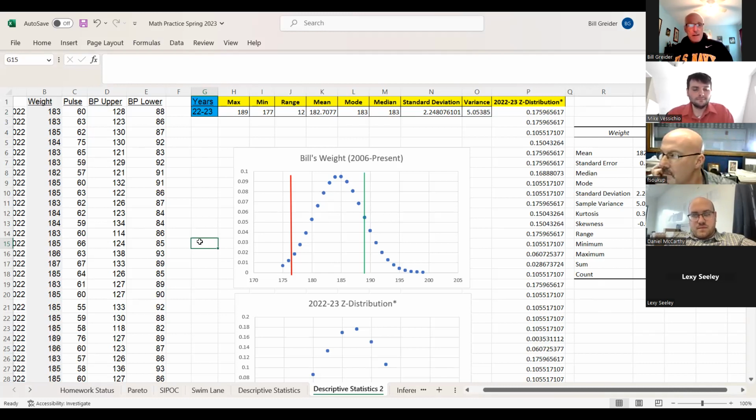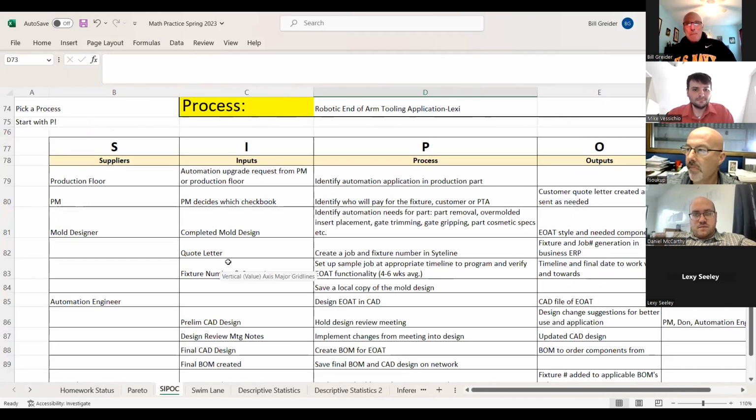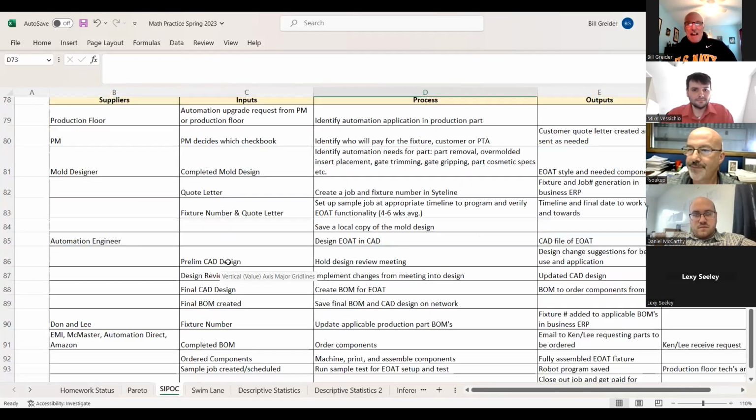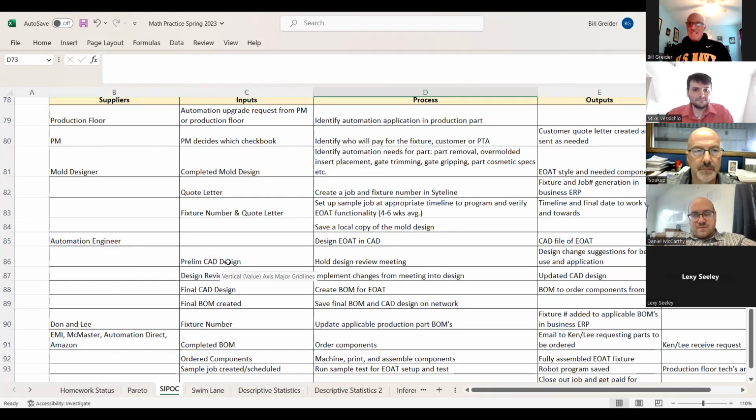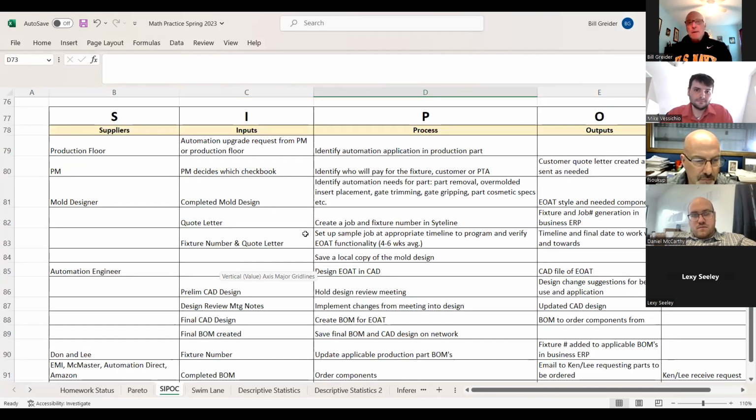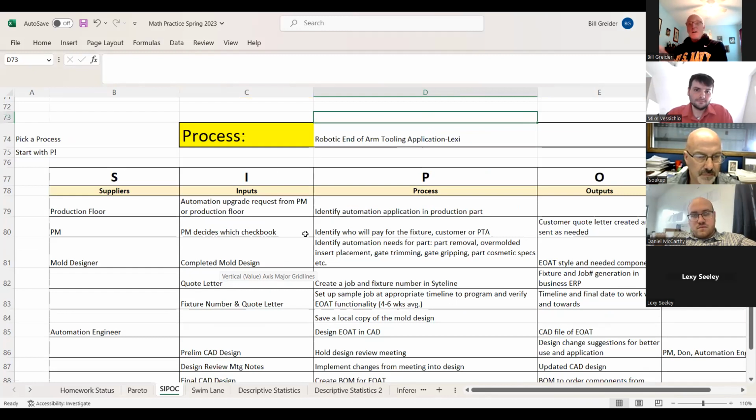Before I get into it, I wanted to take a step back and go back to SIPOC for a second, because Lexi sent me her homework on SIPOC, and I've never had anyone go to these links. This is a serious SIPOC chart, and here's why I love it. The reason I love this is because once this is done, and everybody gains agreement on what this process is, and this process is about how we do a robotic end of arm tooling application.